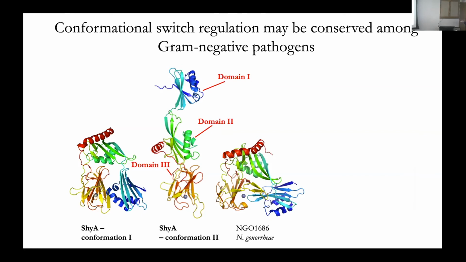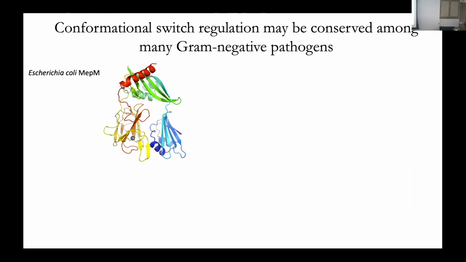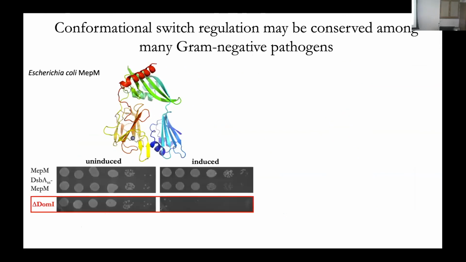So we pulled out some endopeptidases from various organisms that all sort of look the same. They all have the same domain organization. And then we created mutants that are expected to mimic this activating phenotype. For example, for MEP-M in E. coli, we can cut off domain 1, get full toxicity.